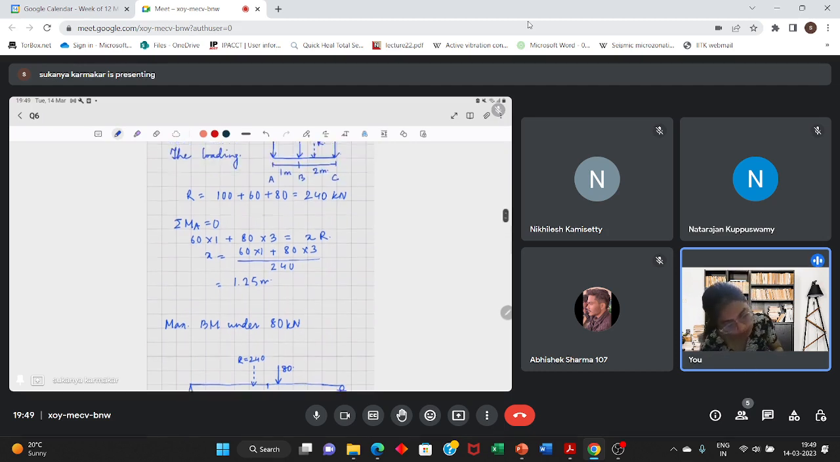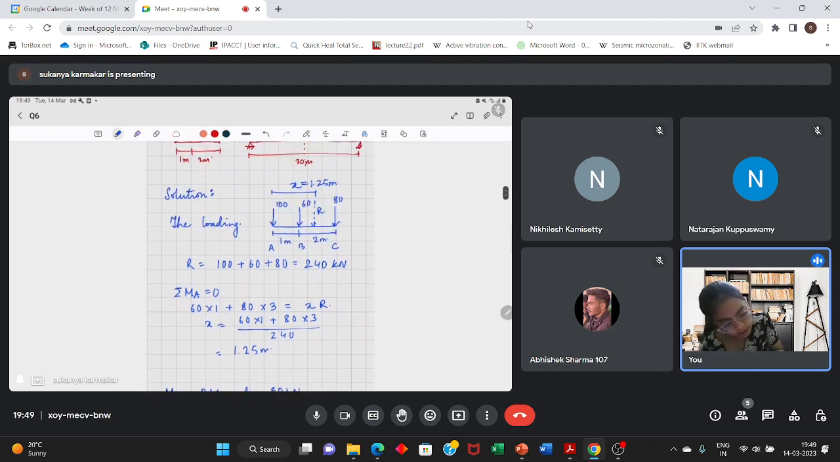And how much is the distance between this 80 kilonewton and the resultant? How much is this distance? This distance is 3 minus 1.25, that is 1.75. 1.75 meters is this distance.